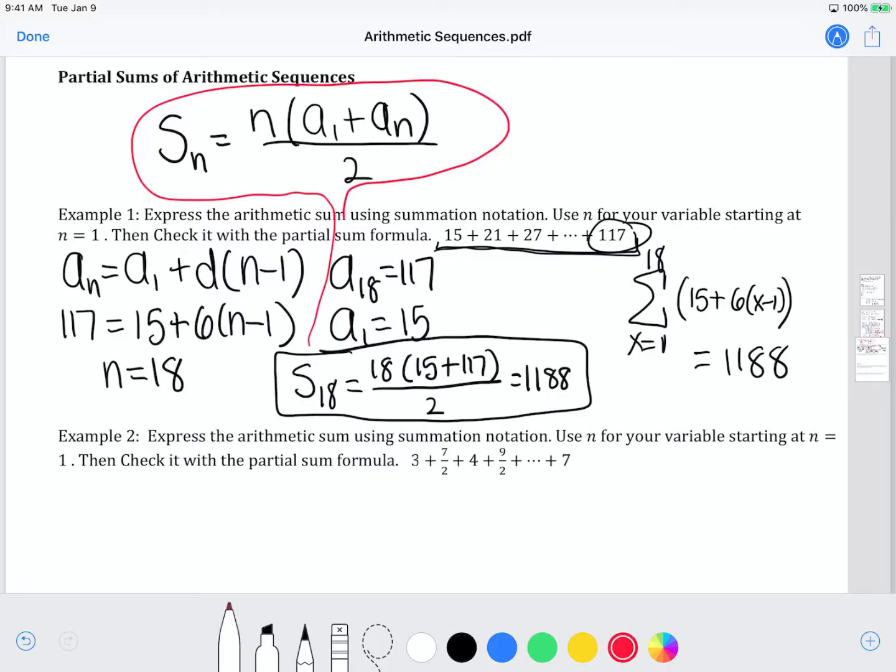I would plug that in on my calculator and you would still get the value of 1,188. One thing to be careful of when you're putting that in on your calculator, notice we have two sets of parentheses. We have the set of parentheses that encompasses the whole sequence, and then we have this set of parentheses here to put around the x minus 1. If you don't put your parentheses in correctly on the calculator, you're not going to get the right answer. So be careful about putting in your parentheses.